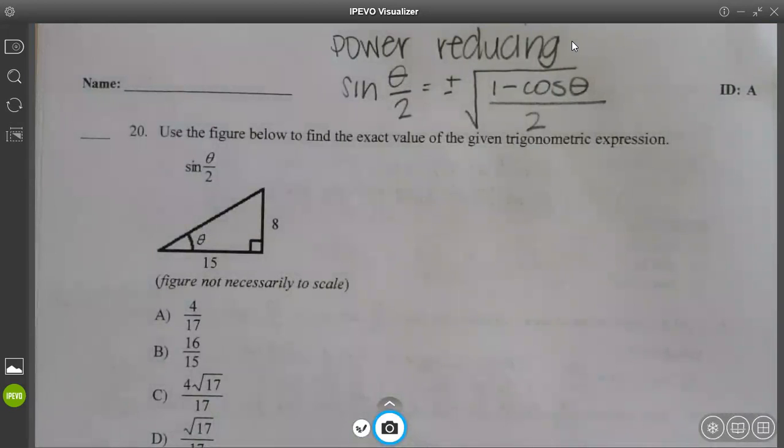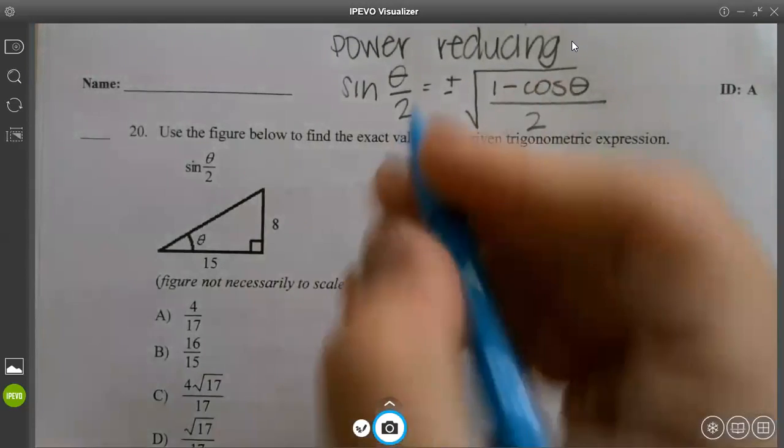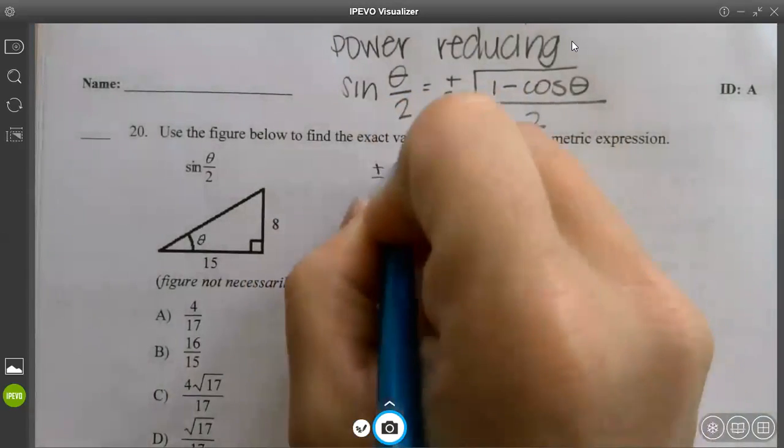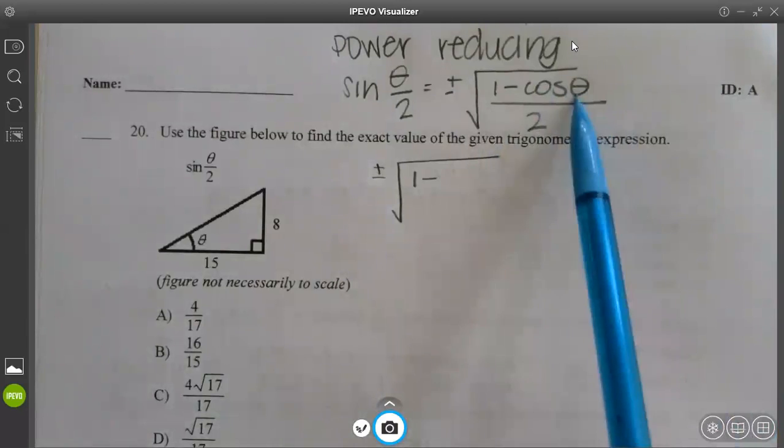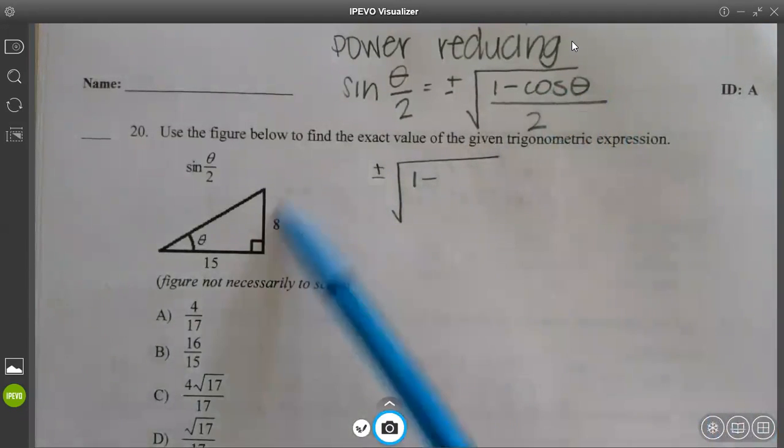So remind me again to put these power reducing formulas up there. If I think about it before we leave, I'll put them up there. All right, so sine theta over 2, these were in your notes. I'm sorry they were not on your cheat sheet. I pulled your cheat sheet straight from your book, so I just made a copy of it. So now what would I do? Now that you know the formula, plus or minus square root of 1 minus, what's cosine theta on your triangle?